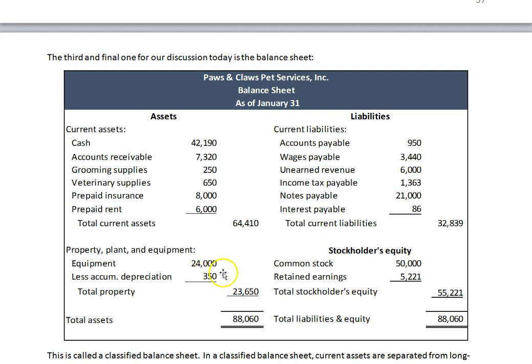And remember, accumulated depreciation is a contra asset. In other words, it's a negative asset. Notice the relationship here. 24,000 minus 350 equals this number. So it's actually a negative number. Negative asset is the way to think about it.